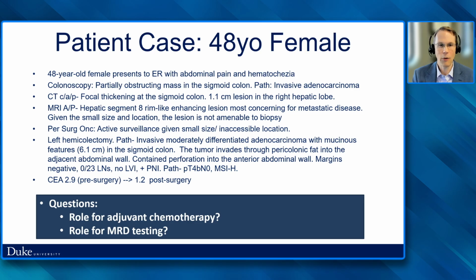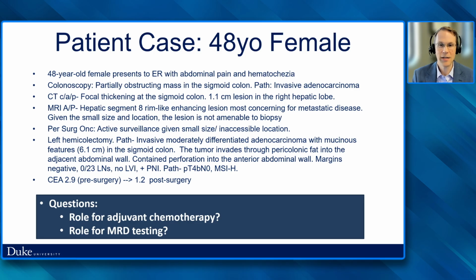CT scan showed a 1.1 centimeter lesion in the right hepatic lobe. That was very worrisome. So she comes to our clinic. We get an MRI of the abdomen to better characterize that, and it's called out as a rim-enhancing lesion concerning for metastatic disease. But they specifically say in the report that it is not easy to biopsy. So I had her see our surgical oncologist, who also agreed with active surveillance given that small size and inaccessible location. She goes on and gets the primary resected.